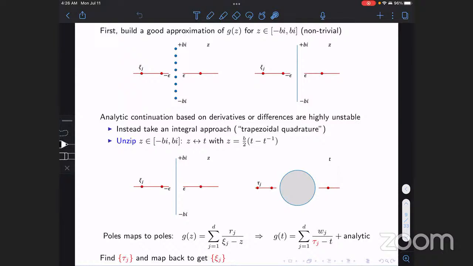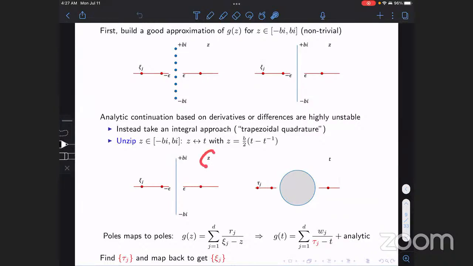But instead, we're going to take a much more stable approach, which is based on integrals, on Cauchy integrals, and numerically on the trapezoidal quadrature. Okay. So the key step is this unzipping step. What we're going to do is unzip this strip along the imaginary axis, tear it, and make it into a circle.